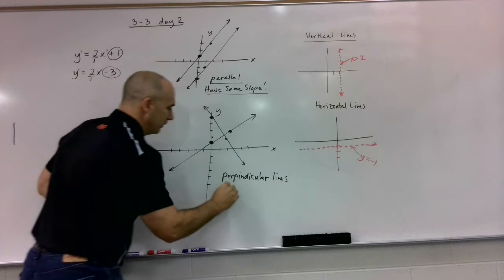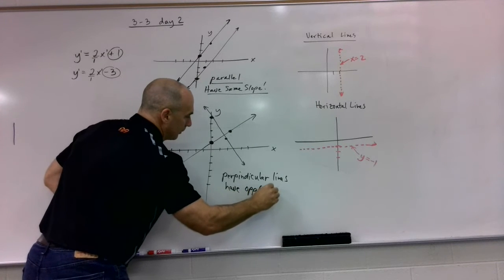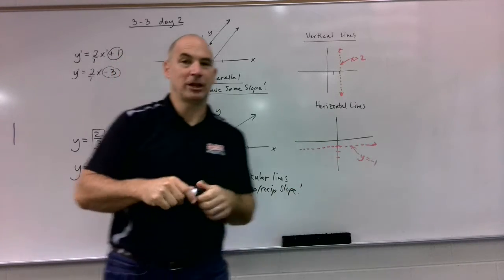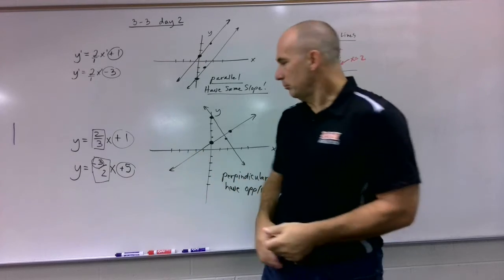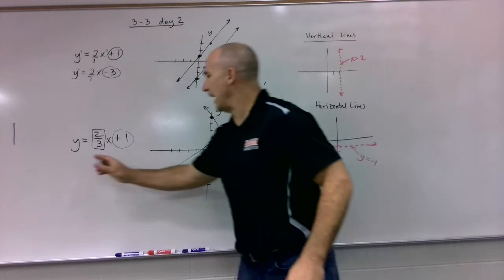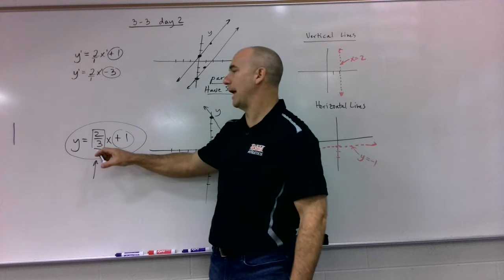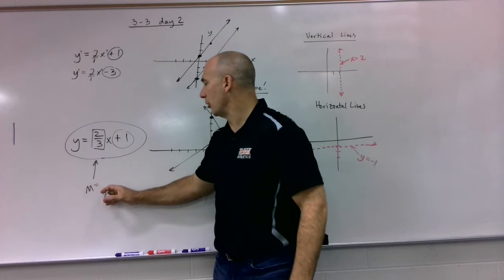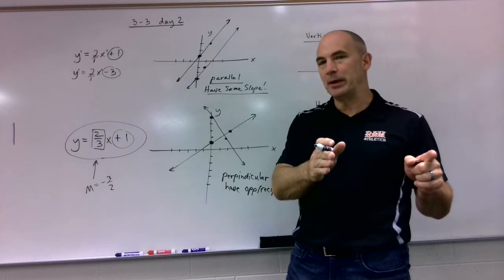lines, here it comes, have opposite reciprocal slope. So, problems today are going to start you off by saying, you've got an equation, and they might say, find the line that's perpendicular to that line, and as soon as you hear that, you go, aha, they're telling me the slope of the other line is -3/2. So you've got to be able to decode the information, okay?